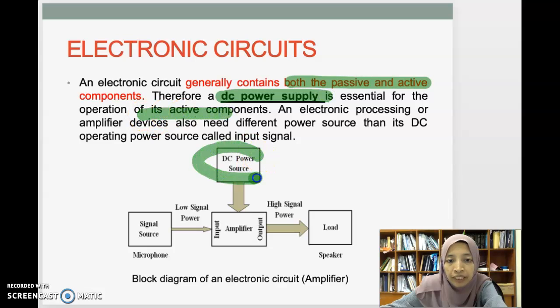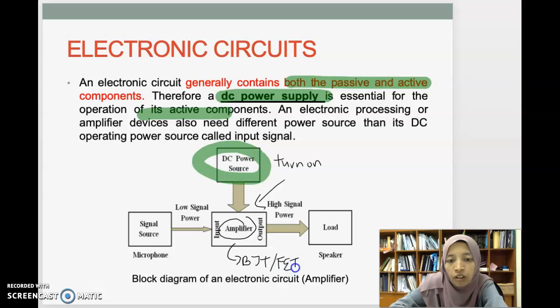So, where is the DC supply here? Here. Why do you need DC supply here? You need to turn on the active component. What is the active component in this circuit? It is your amplifier. What is actually inside your amplifier is your transistor, either this BJT or field effect transistor. So what will it amplify? It will amplify the source from your microphone. So your source from the microphone is not DC, it's an AC source.